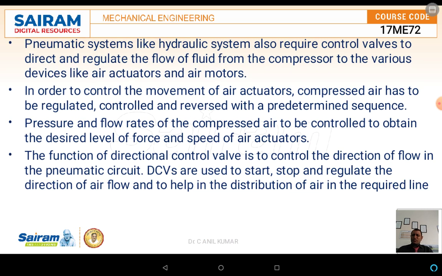Now the pneumatic systems, like the hydraulic systems, also require a control valve to direct and regulate the flow of the fluid from the compressor to the various devices, the actuators or even the air motors.